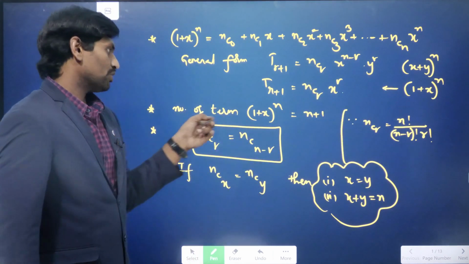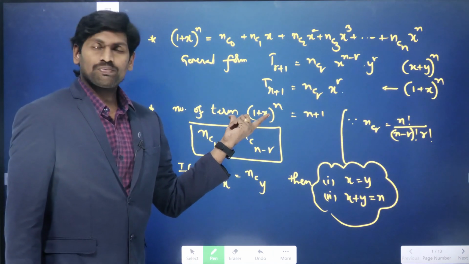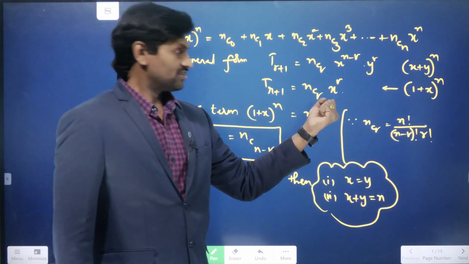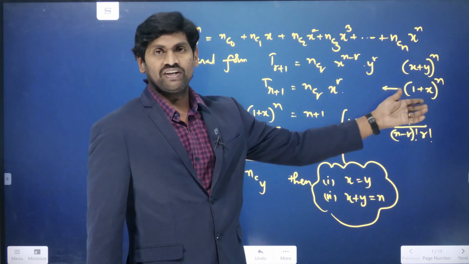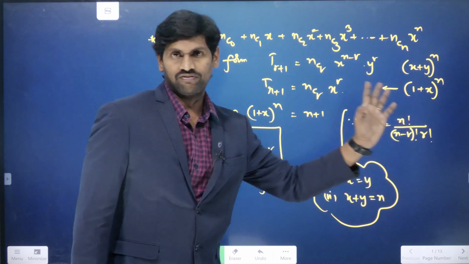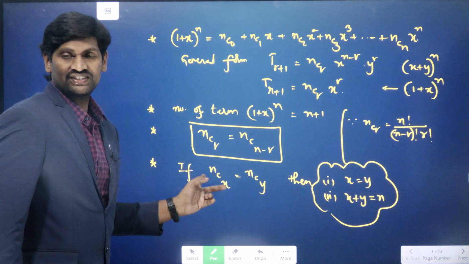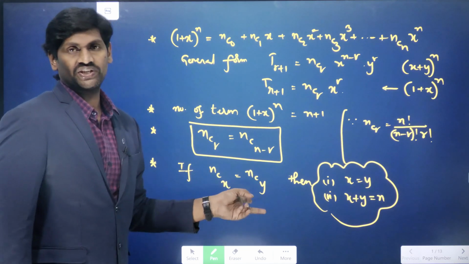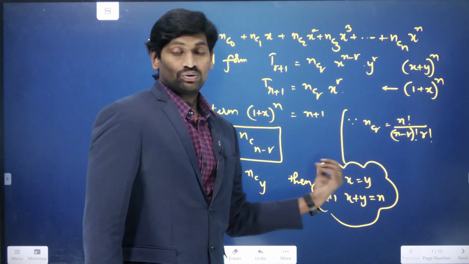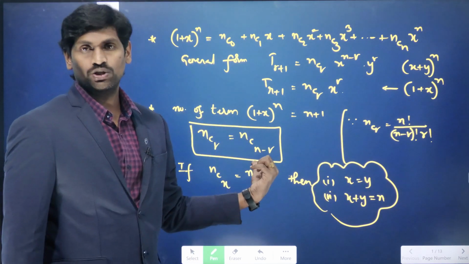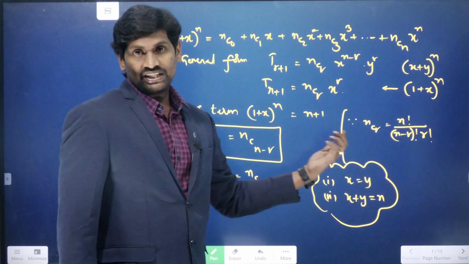Now here, the number of terms in 1 plus x whole to the power of n is n plus 1. And NCR is nothing but n factorial by n minus r factorial into r factorial. Now NCX equals NCY in two situations: where x is equal to y, or x plus y equals n.